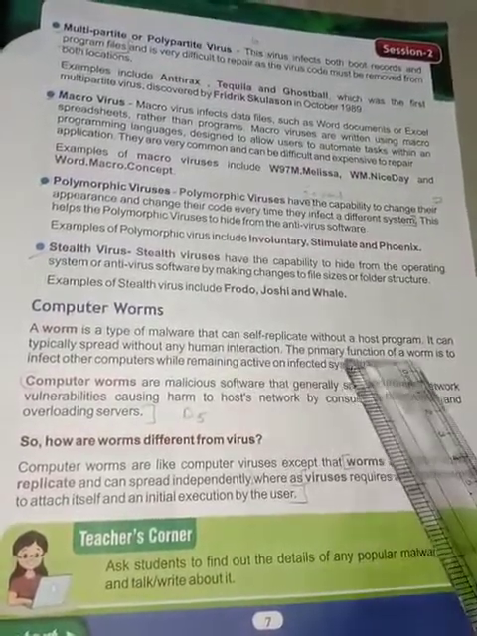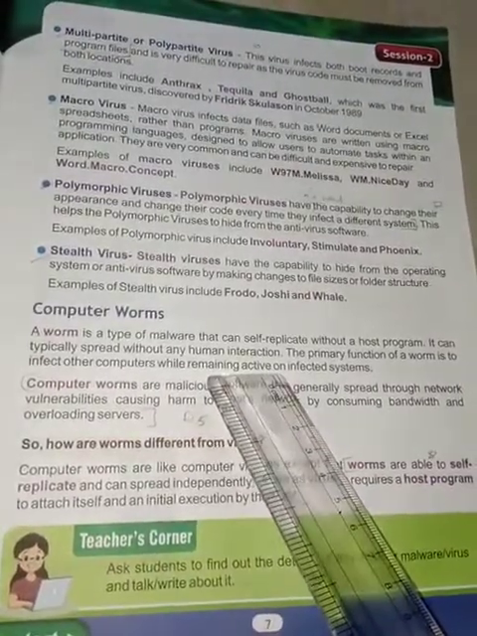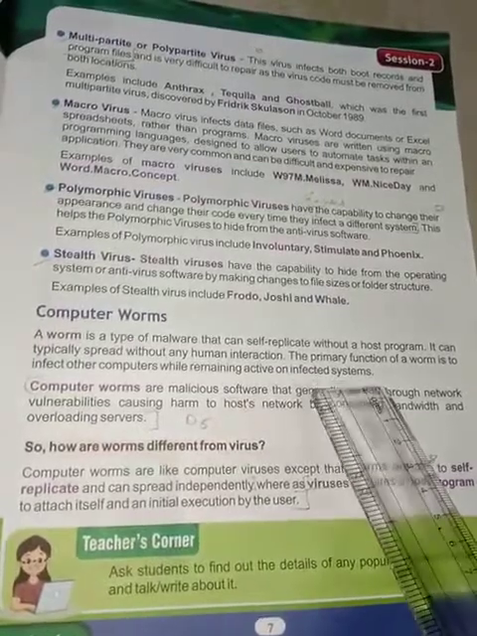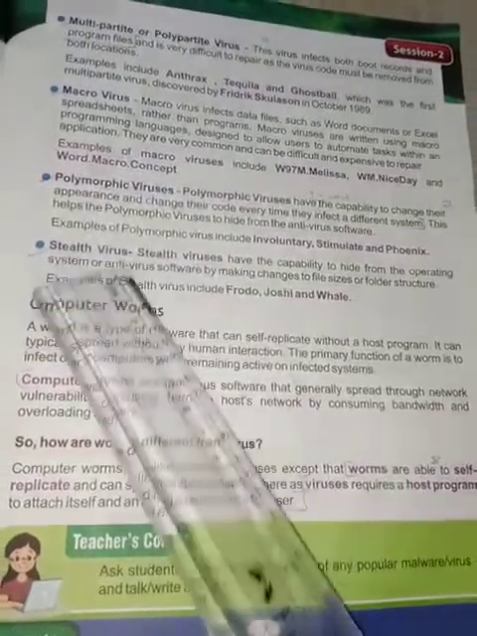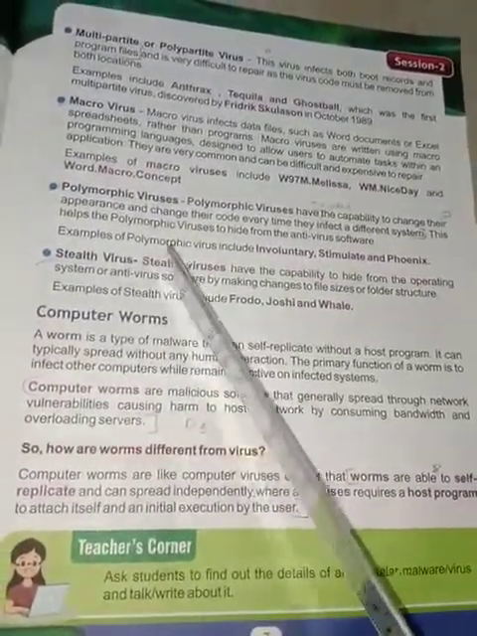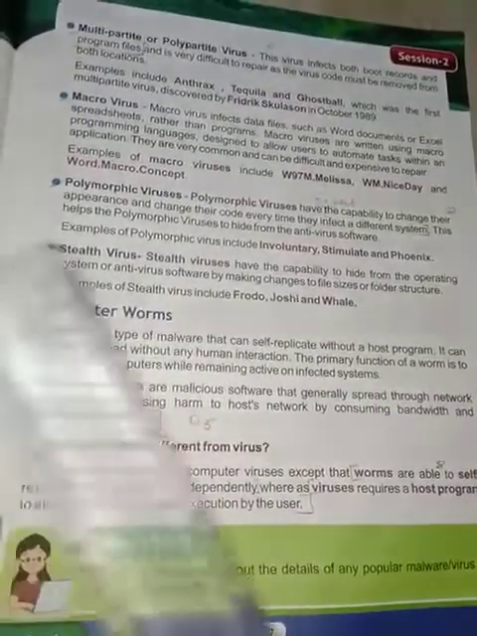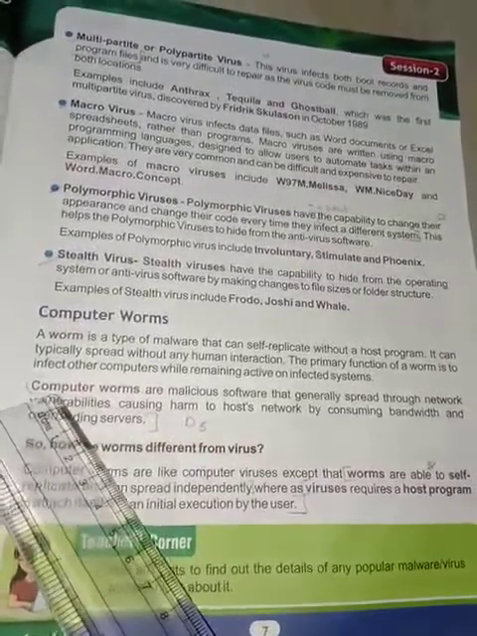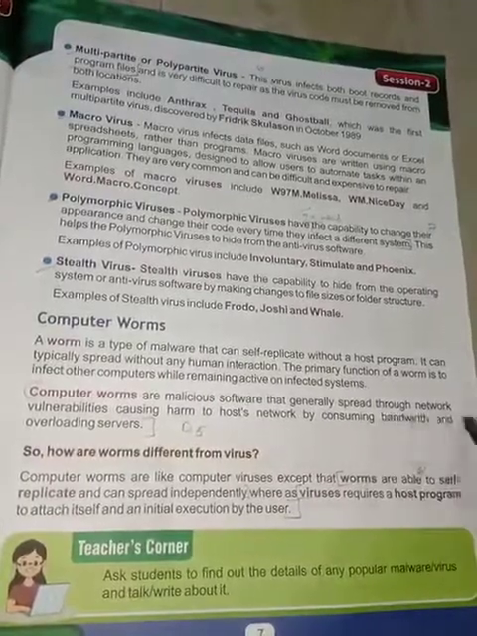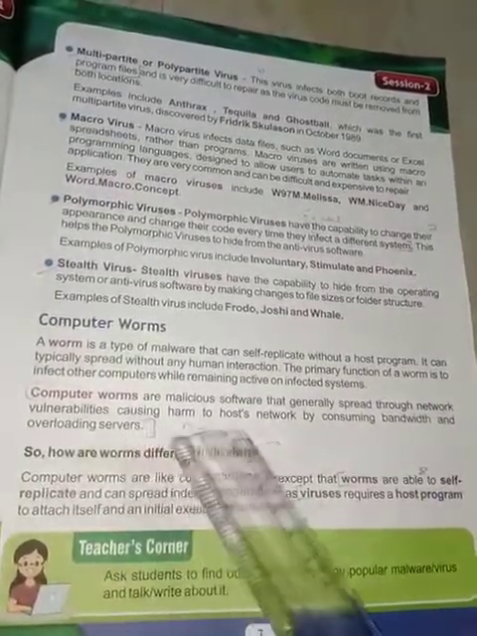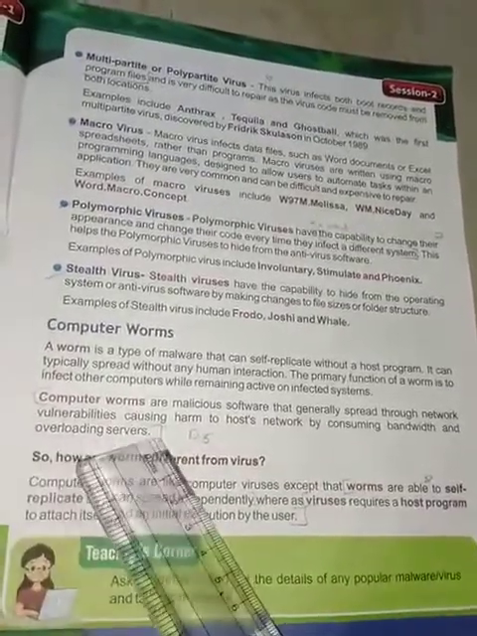The primary function of a worm is to infect other computers while remaining active on infected systems. So its work is to infect all the other computers. Computer worms are malicious software that generally spread through network vulnerabilities, causing harm to the host's network by consuming bandwidth and overloading servers.